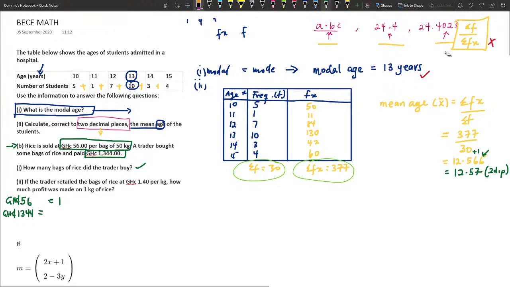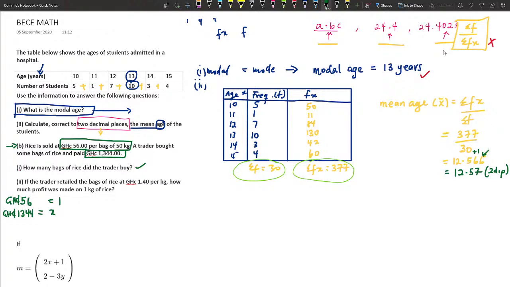Okay, so once we have that, now the 56 Ghana cedis gives us 1 bag. 1,344 gives us how many bags? We don't know. Now we are going to use what we call if more or less divide to help us solve this. How do we do this if more or less divide?